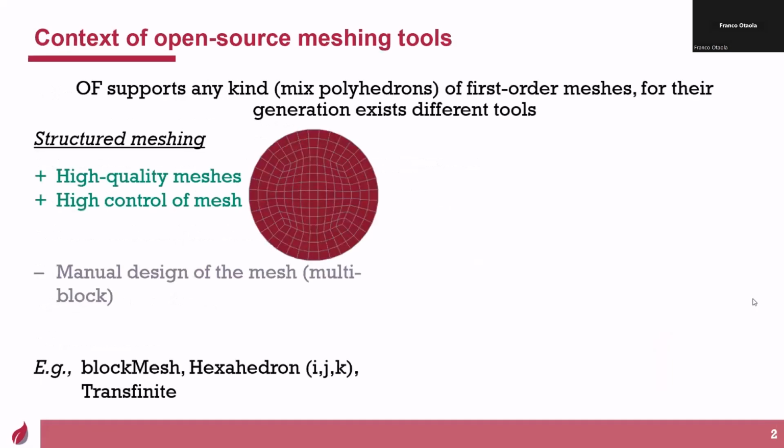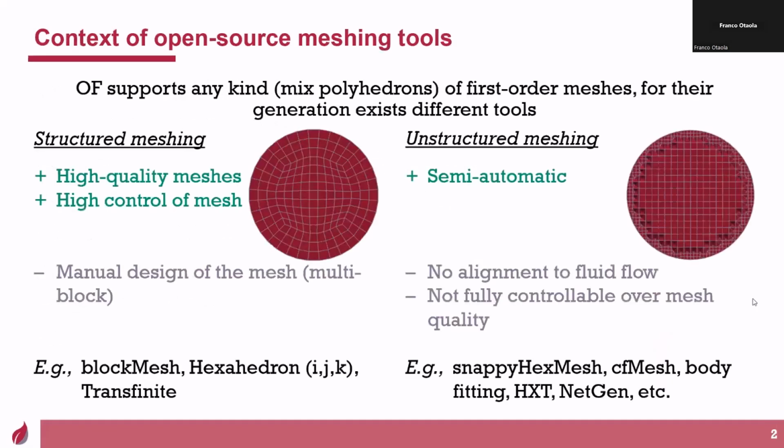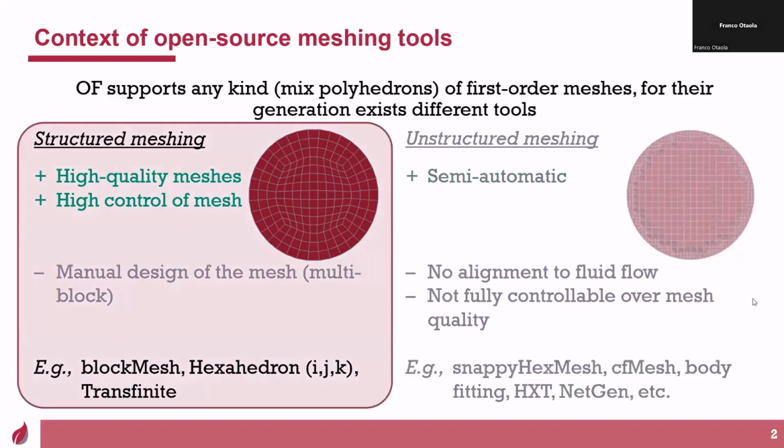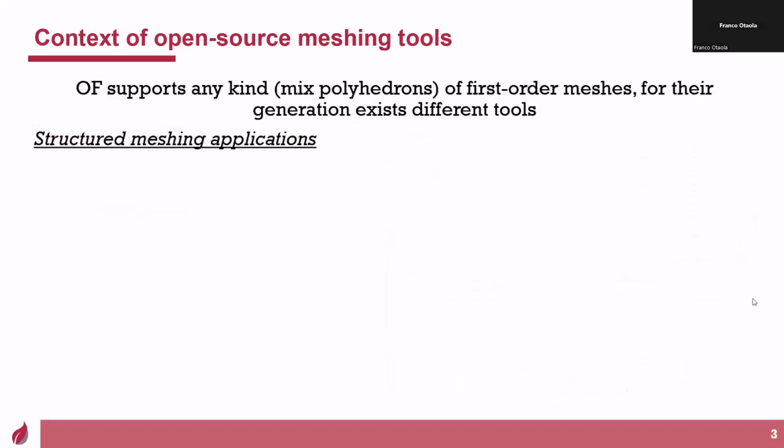In OpenFOAM, we use two types of meshes, structured or unstructured ones. The main idea is that structured meshes can be aligned with the flow easily, and generally give better control of the quality of the mesh and better quality of the simulation results. So I became interested in this type of meshing.